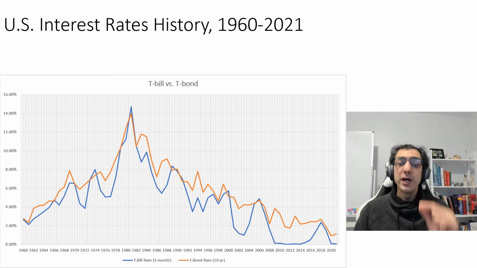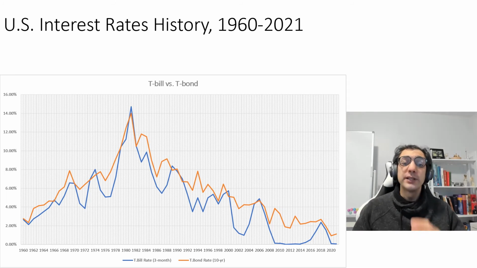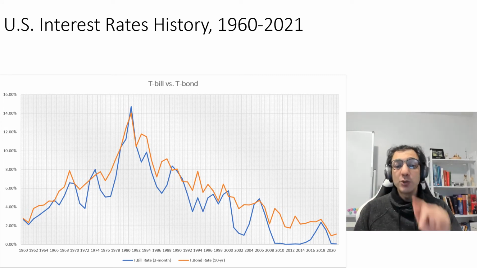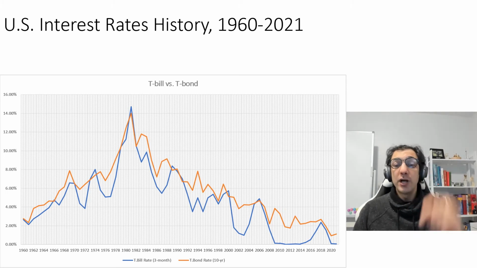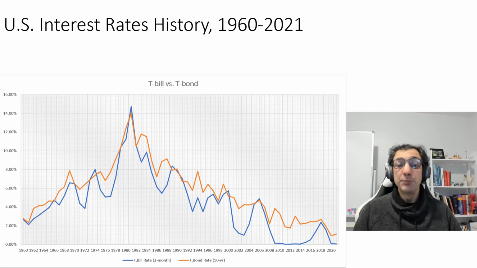And again, remember, usually the T-bonds have higher rates than the T-bills because we are talking about the longer maturity, and based on what we discussed in the term structure of interest rates, that's why you see that the orange curve is higher than the blue one. The blue one is the T-bill, and the orange one is showing the T-bonds.